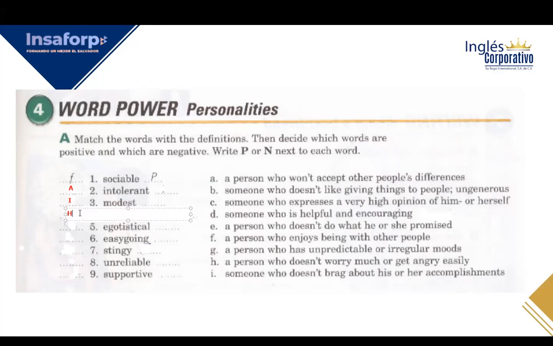Disagree. I disagree. Okay, so which one do you consider the correct answer? I consider the right answer is G, a person who has unpredictable or irregular moves. Unpredictable and irregular moves. I will go for that one too. Might be G too.